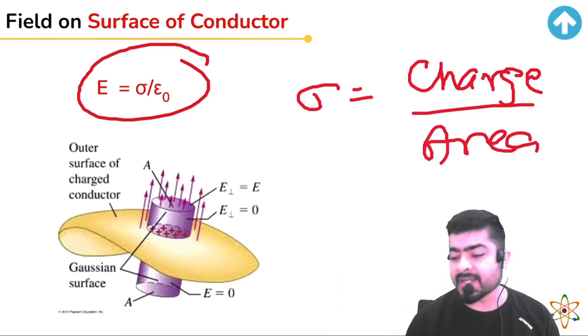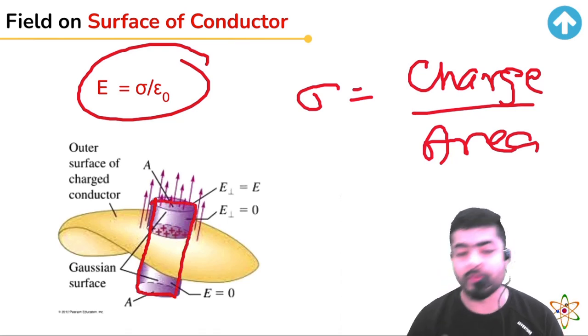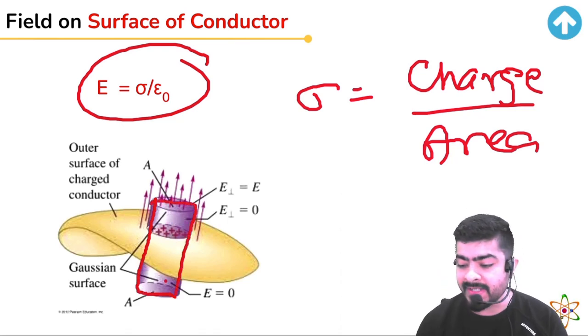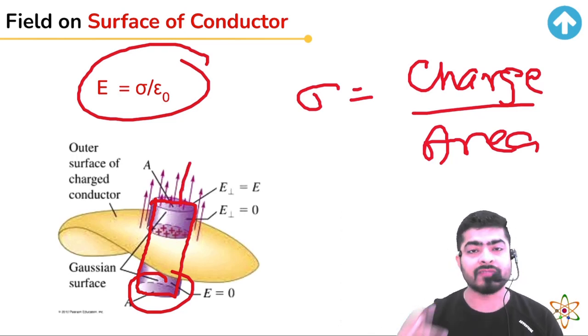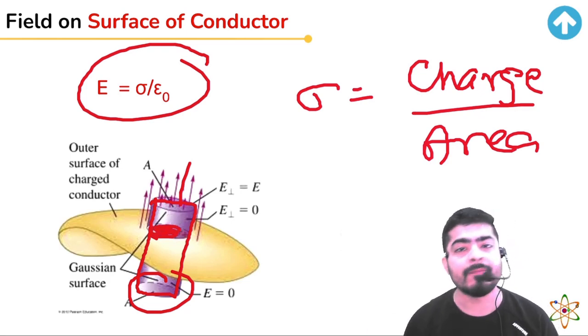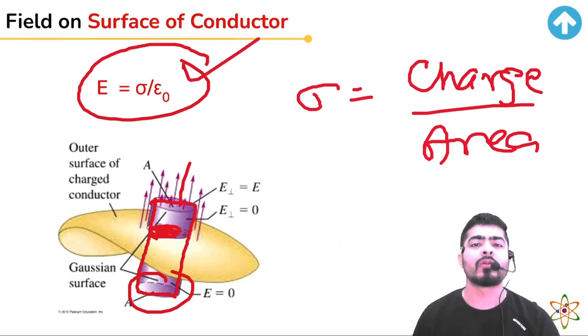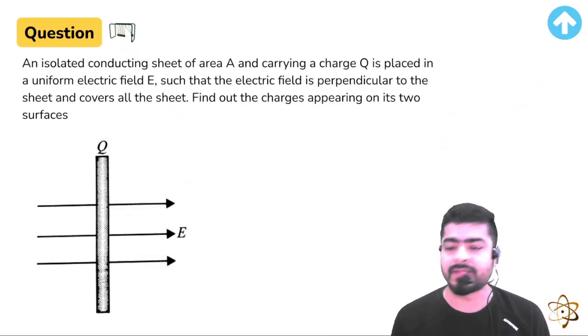We can do this derivation with the help of Gauss law. We construct a cylindrical Gaussian surface over here like this. Inside the conductor there is no electric field. Outside the conductor we have got electric field. So flux will be E times area. Charge enclosed over here is also sigma times area. Then you get this formula. So sigma by epsilon naught, remember that and use that to solve this question.